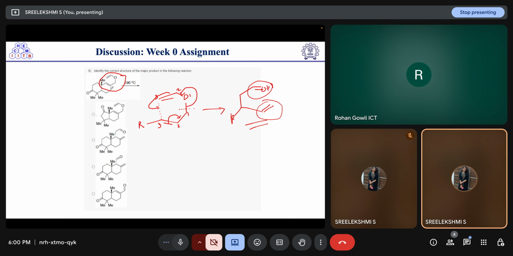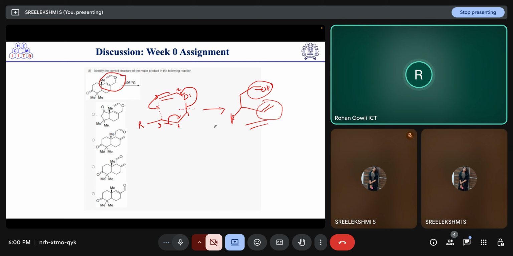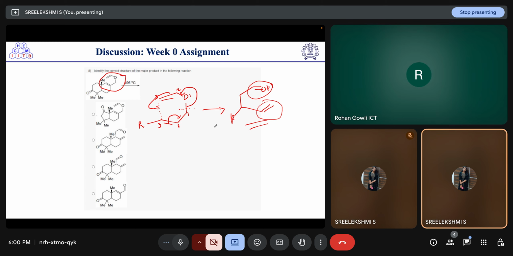Okay. Yeah, so which is this one? Second one. Yeah, I know it would be a little difficult for you to understand the mechanisms. Yes. Yeah.